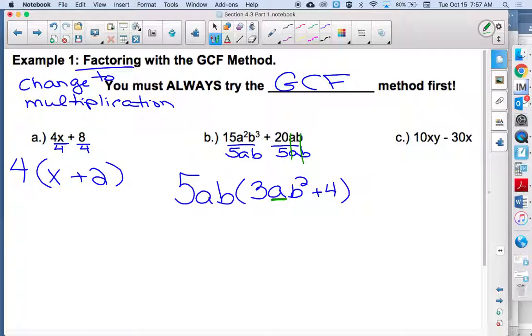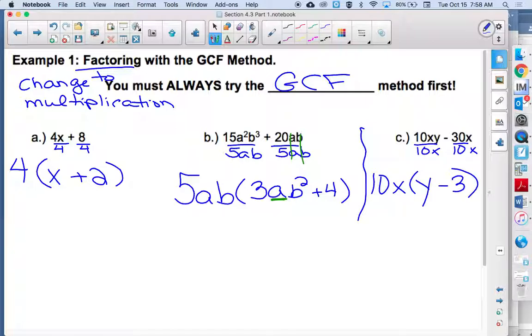So Michael, how about letter C? We have 10xy minus 30xy. I took out a 10x. Why can't we take out a y? There's no y. Yeah, excellent. There's not a y next to the 30. So Michael, if you take out a 10x, what do you get left? Y minus 3. Perfect.